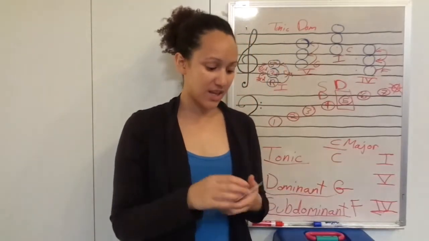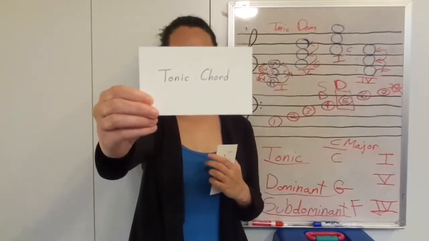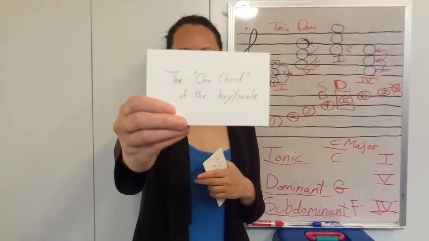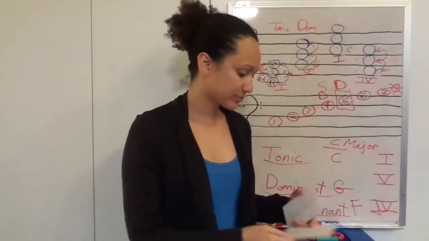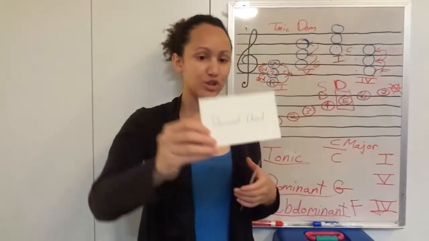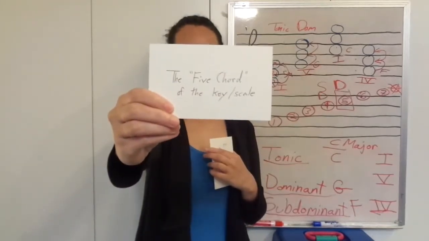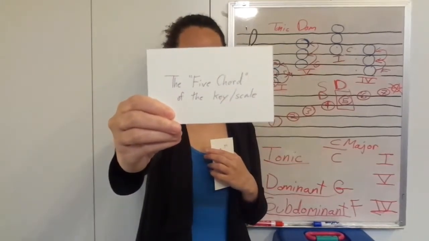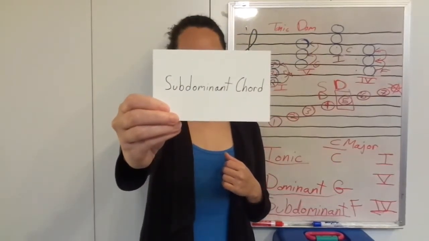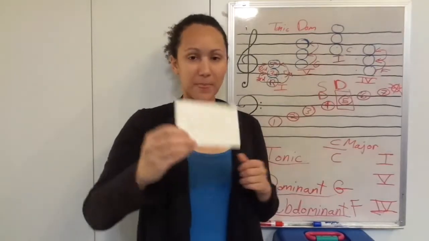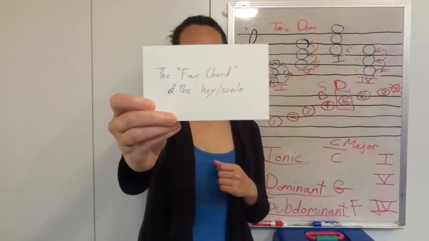And then also take 3 more out for our special names. The tonic, and that's the 1 chord in a key or scale. Our dominant, that's the 5 chord in the key or scale. And the subdominant. It's a 5th below, but it's the 4 chord from counting from the bottom. So the 4 chord in the key or scale.